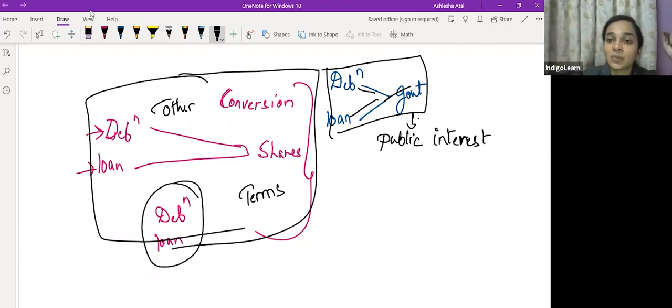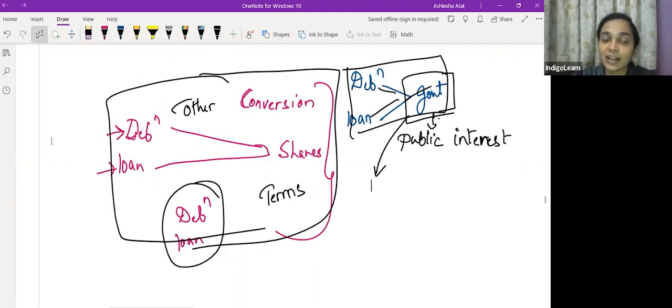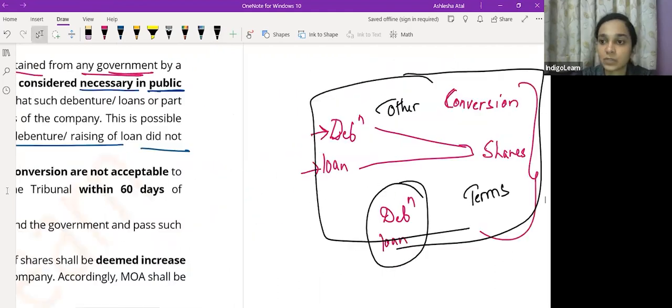However, जब government को issue किया है तो government order pass करेगी and that order of conversion will be valid even in a situation wherein the terms of issuing of debentures or raising of loans, they do not contain that term. मतलब अगर agreement में नहीं लिखा हो तो भी ये possible होगा.